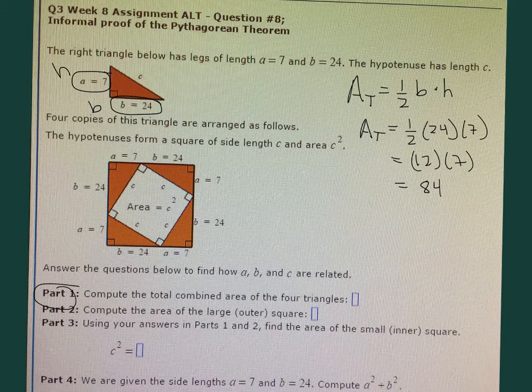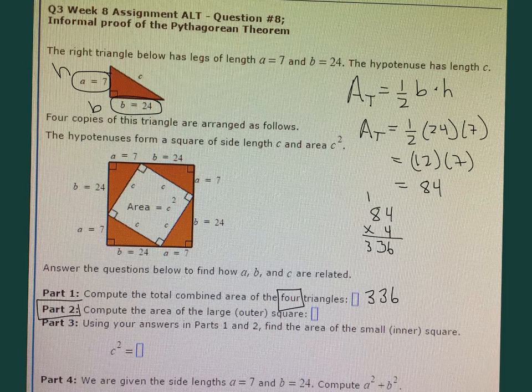Now, how many triangles are there? There are 4 triangles. So we are going to take the value of 84 and multiply 84 times 4. 4 times 4 is 16. 4 times 8 is 32, plus 1 more is 33. So we know that the area is 336. So that's pretty straightforward. Now, part 2 is asking us to compute the area of the large square.